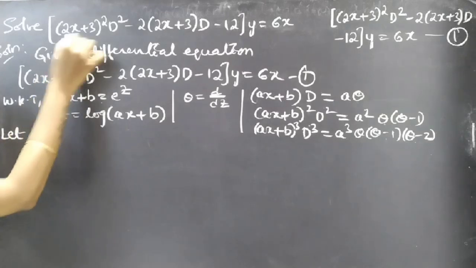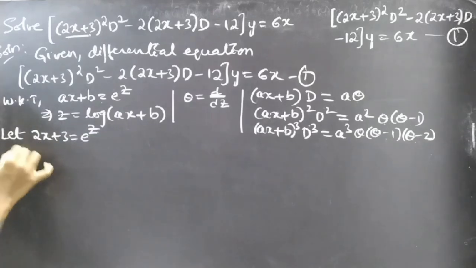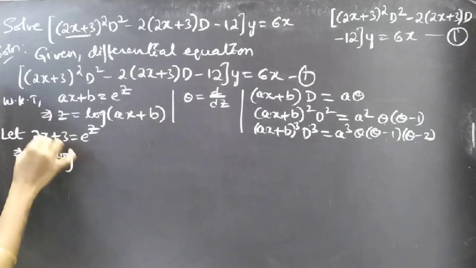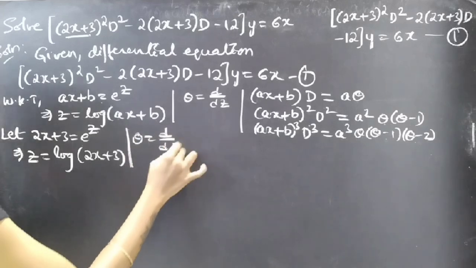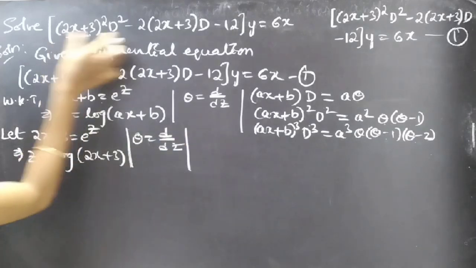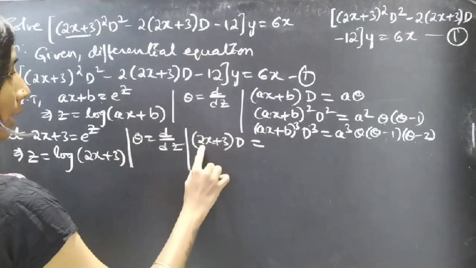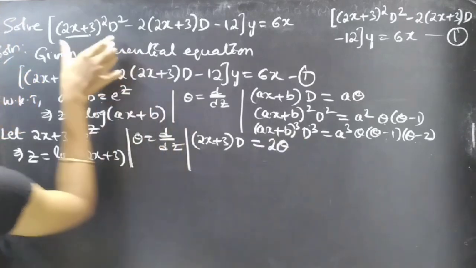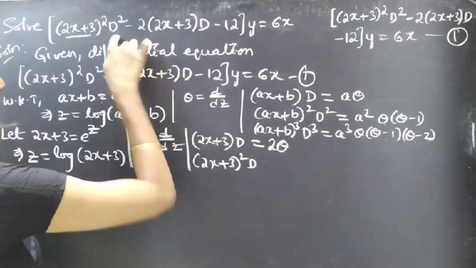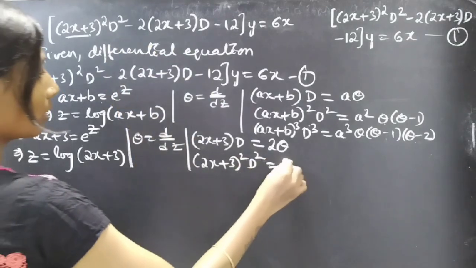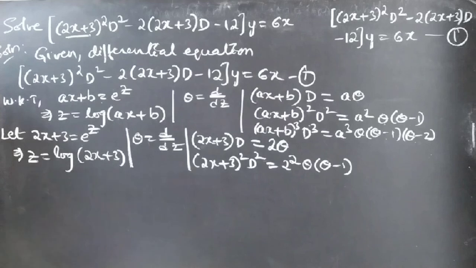Fine. Now coming to our problem. Let 2x + 3 = e^z, then z = log(2x + 3), and theta = d/dz. Then (2x + 3) d = 2·theta, and (2x + 3)² d² = 2² into theta(theta − 1), which is a product of 2 terms.